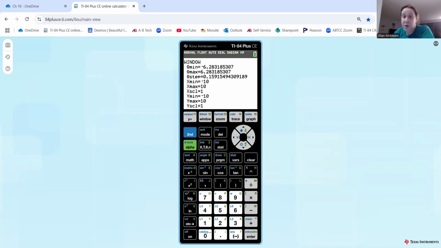Now, x min, we're going to do -3. X max, we're going to do +3. X scale is just going to stay 1. And then y min, we'll do -3, y max, +3, and y scale, we'll do 1. Okay, so we've set our window.